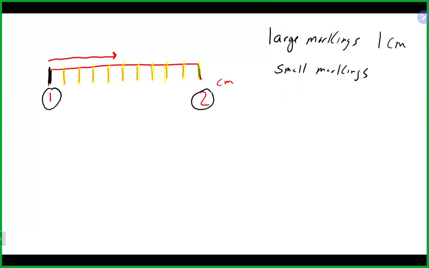And that means each of the small markings represents how much? If there are 10 of them and the big markings are 1, each one represents 0.1 centimeters. If you're not sure, you could take this and divide it by 10, and you get 0.1. That would mean this is 1.1, 1.2, 1.3, 1.4, 1.5, 1.6, 1.7, 1.8, 1.9, and then obviously the big marking there to 2. Any questions on that there?